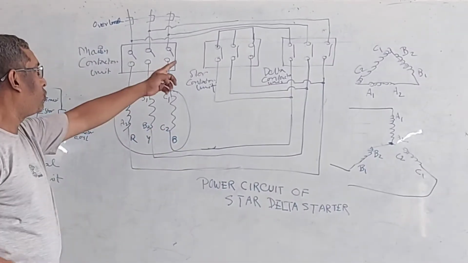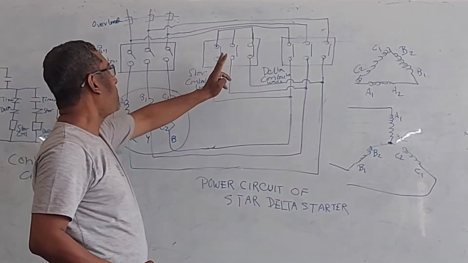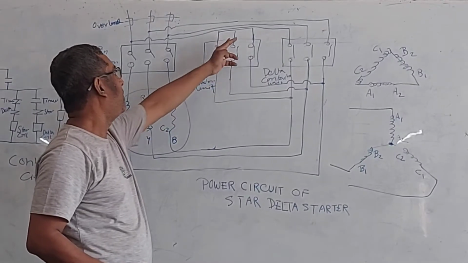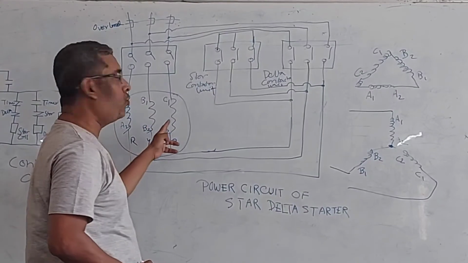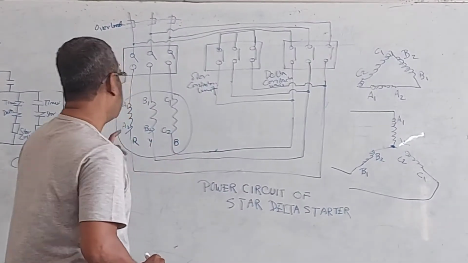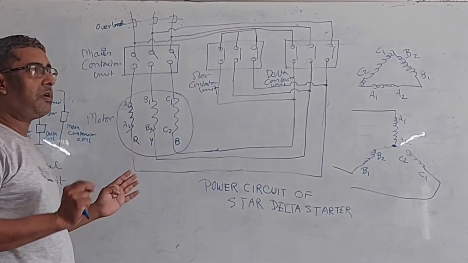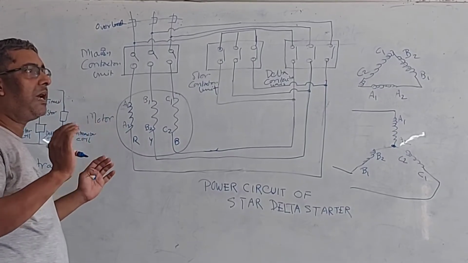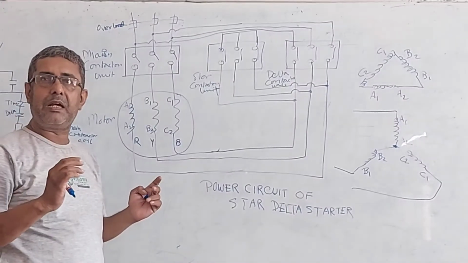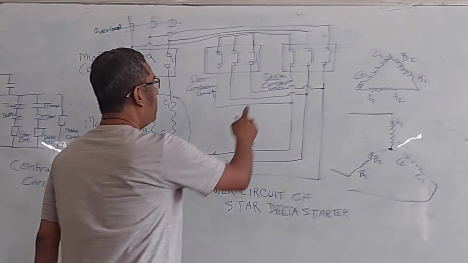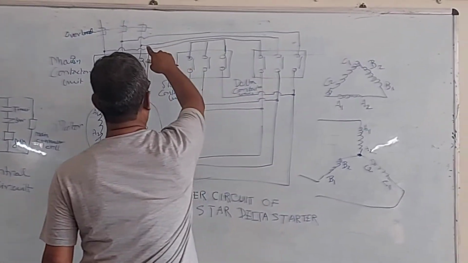Okay. So for star connection, this conductor unit holds and it will short A2, B2, C2. But after some time, when the timer stops the star conductor and energizes the delta conductor, then this connection is shown here.